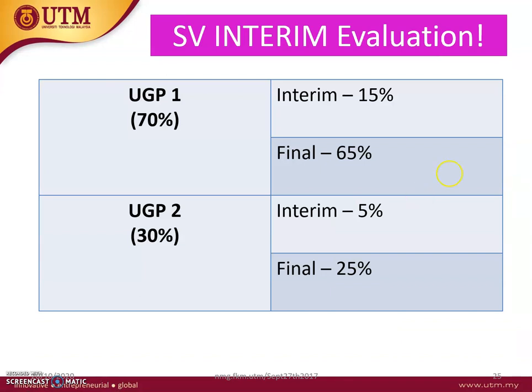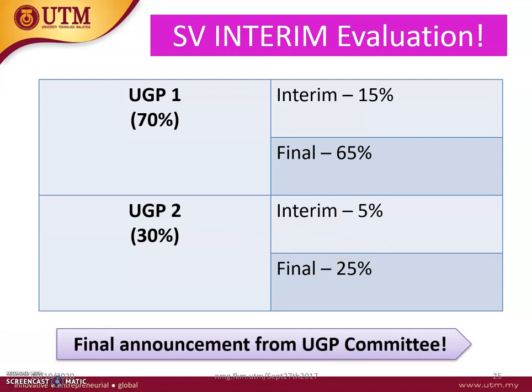For this coming semester, the interim evaluation is being introduced. Remember earlier I mentioned that UGP 1 is worth 70% from your supervisor. Sometime between the 4th and 6th week, your supervisor is going to evaluate you and it's going to be worth 15%. And the final is 65%. Whereas for UGP 2, your supervisor is responsible for 30%, with the interim worth 5% and the final 25%. But you have to wait for the final announcement from the UGP committee.